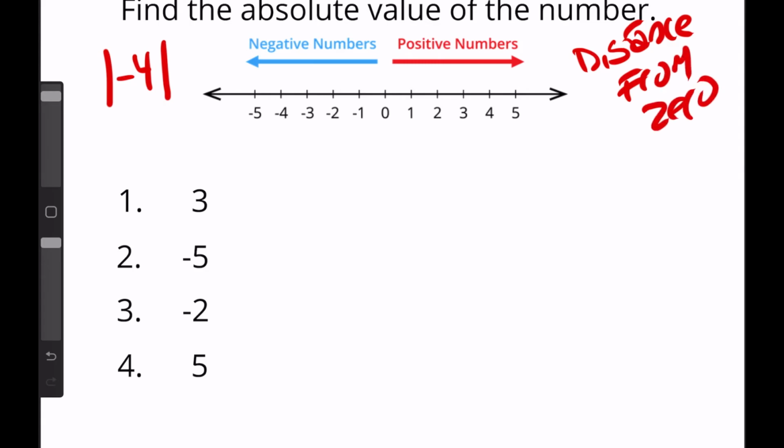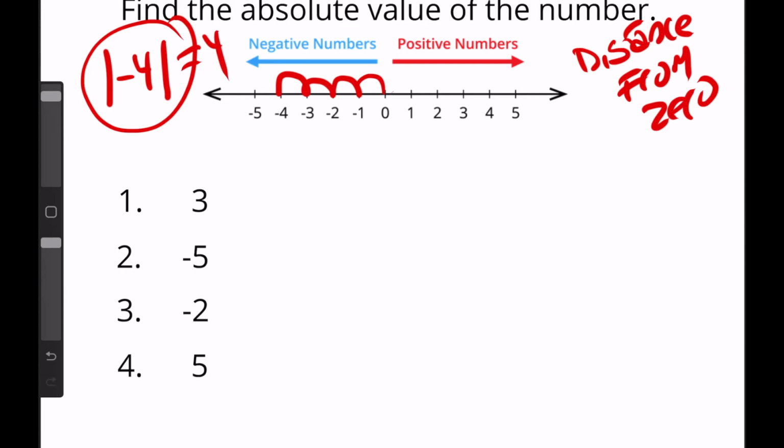That's the absolute value of a number. So if we're looking at the absolute value of negative 4, let's start at 0 and find out what the distance is. 1, 2, 3, 4. The absolute value of negative 4 means it's 4 spaces from 0. So what is the absolute value of negative 4? The absolute value of negative 4 is 4 because it's 4 spaces from 0.